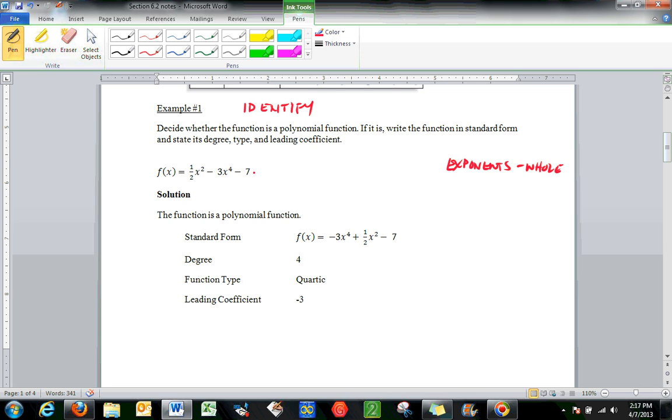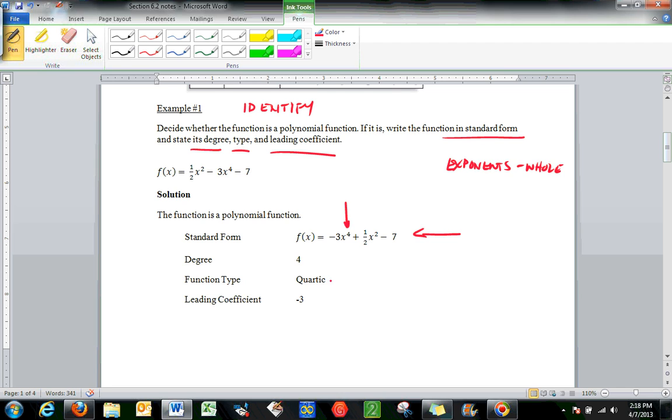Now, if it is, the first thing they ask us to do is to write it in standard form, which means that we're going to have to rearrange it in terms of our exponent with our highest degree exponent to the left and descending to the right. Then the last three things it asks us to do after we write it in standard form is to state the degree, the type, and what the leading coefficient is. And so we're dealing with a fourth degree polynomial that we get from the highest exponent.